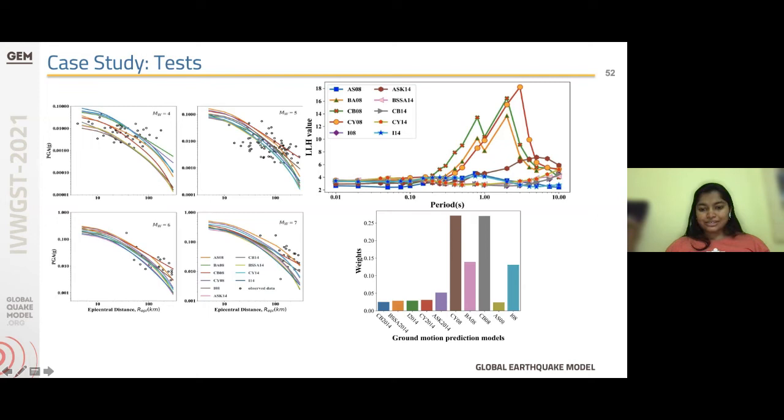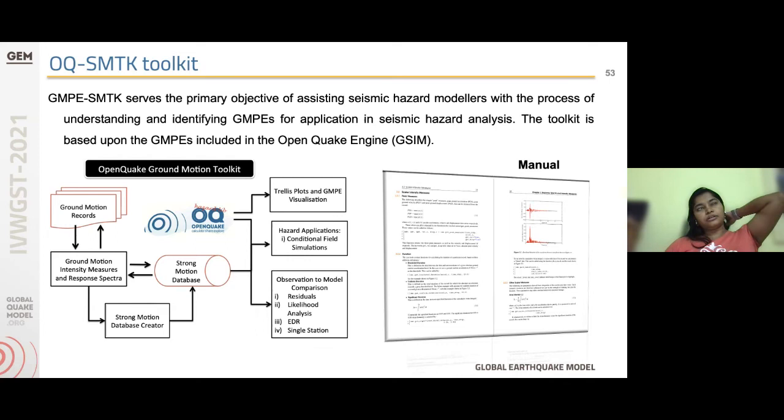These are the weights which have been calculated by using the formula from Scherbaum. So CY08 and CB08 offered a higher weight as compared to the other GMPs. In addition to this, EDR test was done and residual analysis tests were also done, but due to time constraints, I've limited those slides as of now.